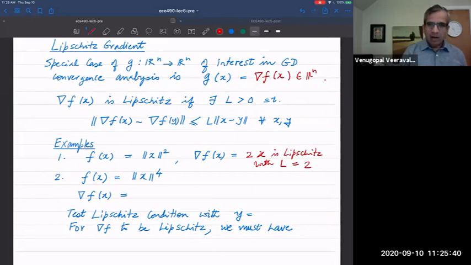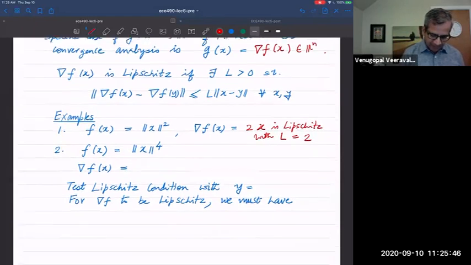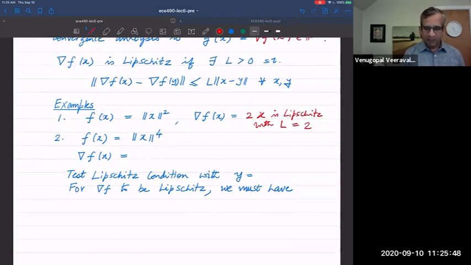Okay. What about the function norm of x to the 4th, which in one dimension will just be x to the 4th, but let's look at this. What's the gradient of this function? And this will take a little bit more work, but anyone?